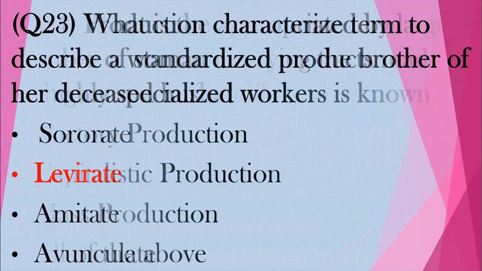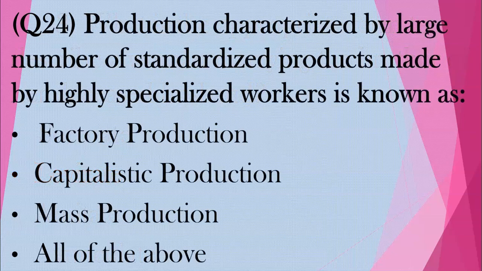Question number 24. Production characterized by a large number of standardized products made by highly specialized workers is known as factory production, capitalist production, mass production, all of the above. The answer is all of the above.